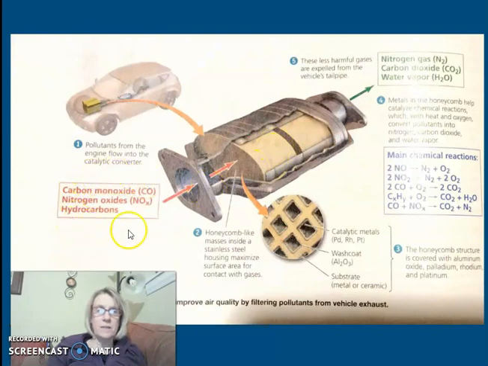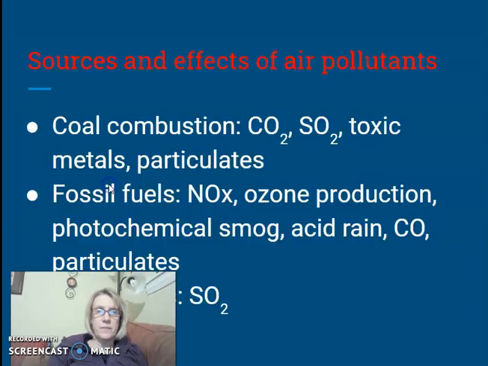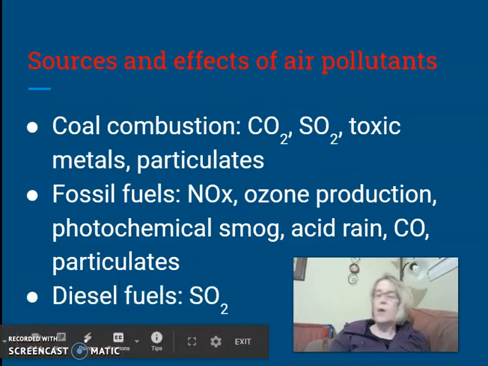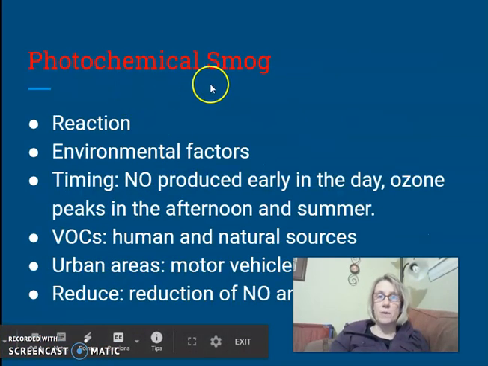So notice the job is to take the pollutants and turn them into things that are not pollutants. And so there's various chemical reactions that are going on in your catalytic converter. Okay, so we've actually made it through, and I have a few summary slides. And these are taken from actually the AP topics. So sources and effects of air pollution. Read through, do these all make sense? Okay, photochemical smog we talked about, and they pay a lot of attention to. Notice the timing, notice where it happens, how do we reduce it?